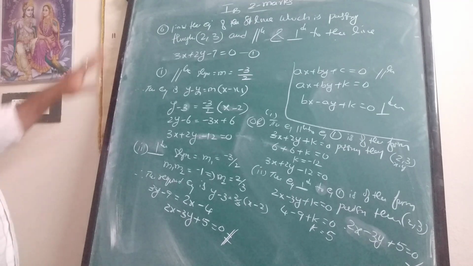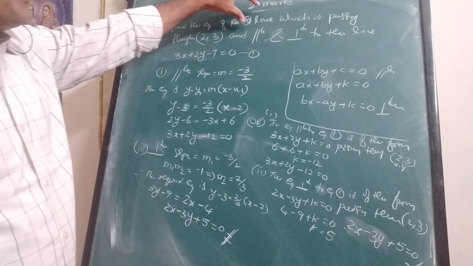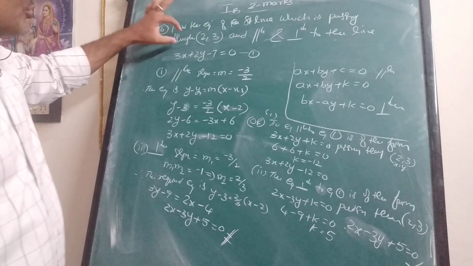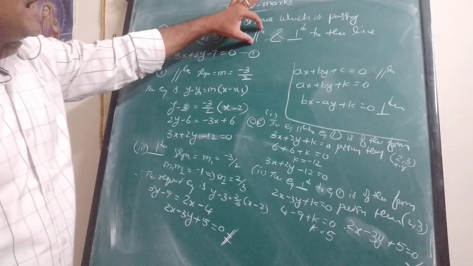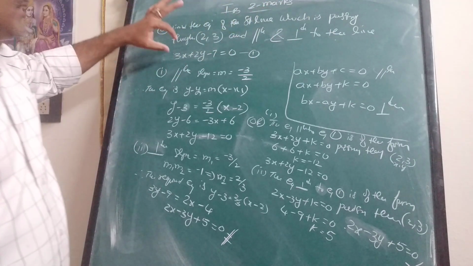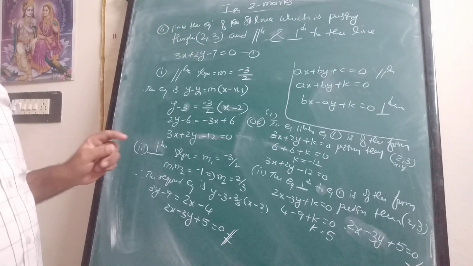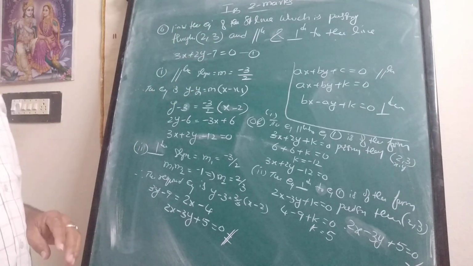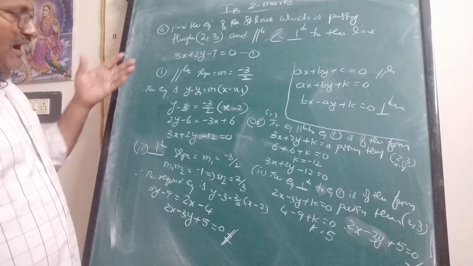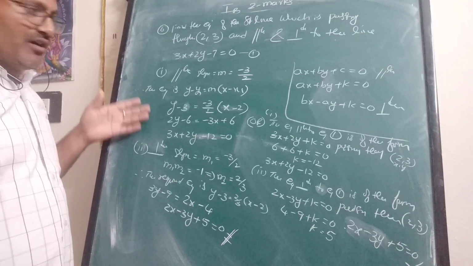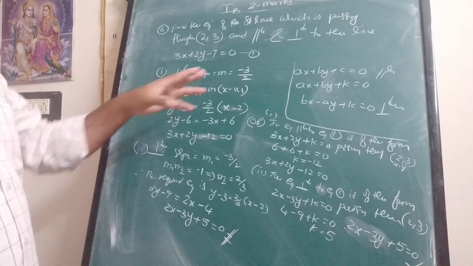Now see children, find the equation of the straight line which is passing through (2, 3) and parallel and perpendicular to the line 3x + 2y - 7 = 0. For parallel you have to find, as well as perpendicular also you have to find. Before going to this, we have the proper way of solving, and we can remember like this also.